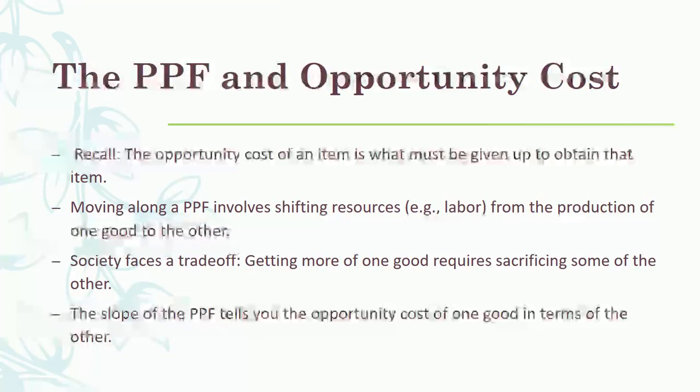Society faces trade-offs. Getting more of one good requires sacrificing some of the other good. The slope of the production possibilities frontier tells you the opportunity cost of one good in terms of the other. As you slide up and down the production possibilities frontier curve, you are trading computers for wheat and wheat for computers, depending on which direction you are going.